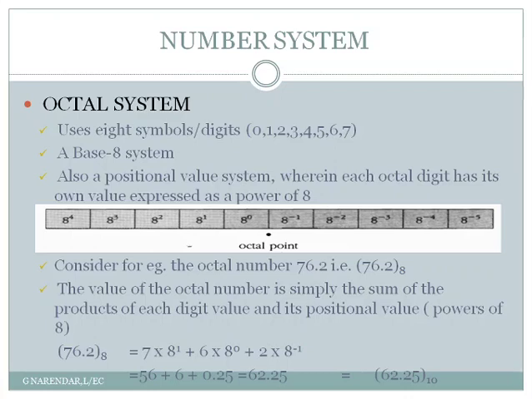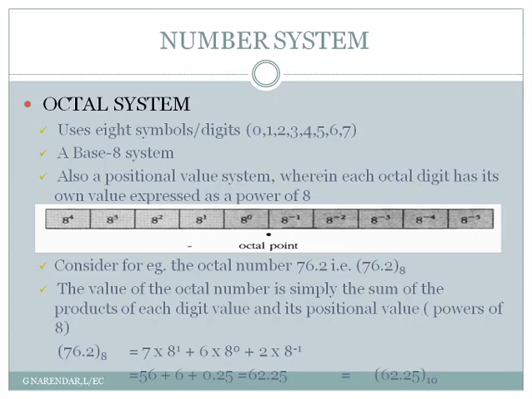Coming to the octal number system, we have shown that it has 8 digits, 0 to 7, and it is a base 8 system. We say that it's a positional value system where each and every position has a positional value which is a power of 8. Every octal number should contain only digits from 0 to 7, not more than that. You cannot have any digit like 8 or 9 or any other digit except 0 to 7 in any octal number.